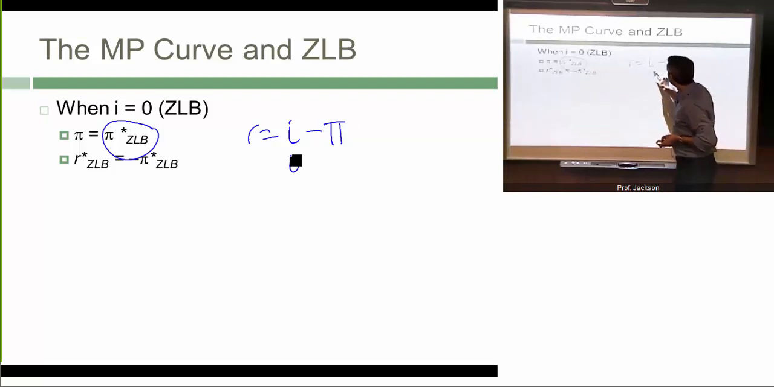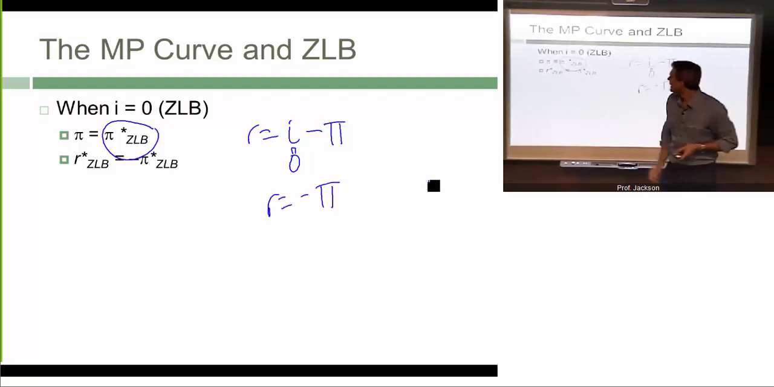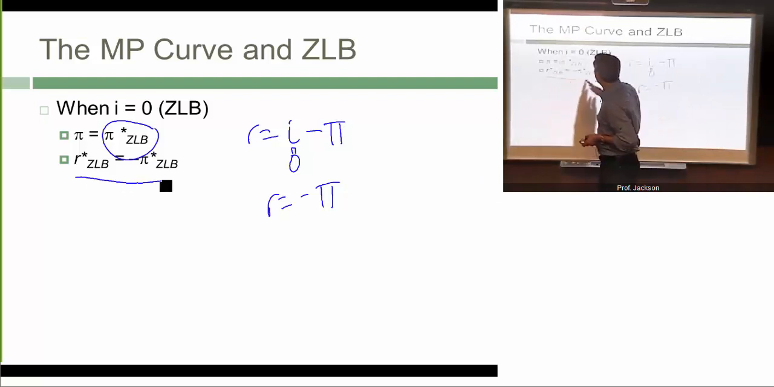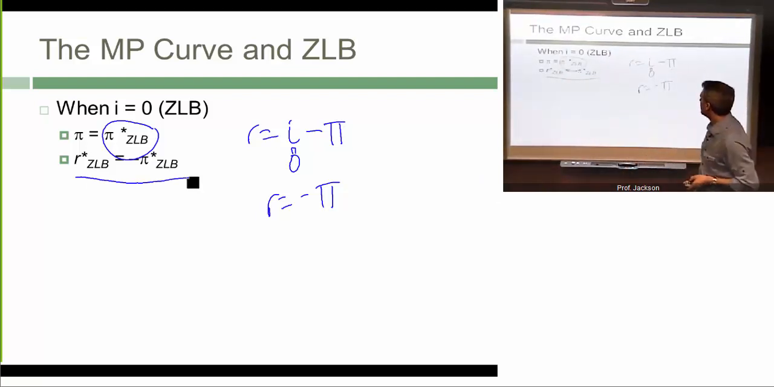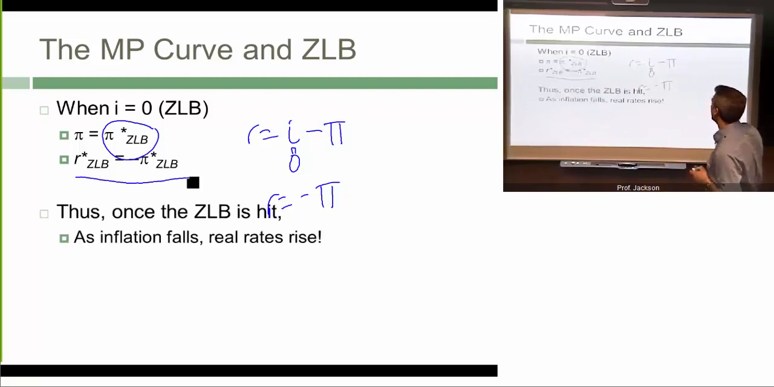So once our nominal interest rate is equal to 0, that just means that our real interest rate is equal to minus whatever the inflation rate is. And so the real interest rate, once we hit that 0 lower bound, is just going to be equal to minus the inflation rate at the 0 lower bound.